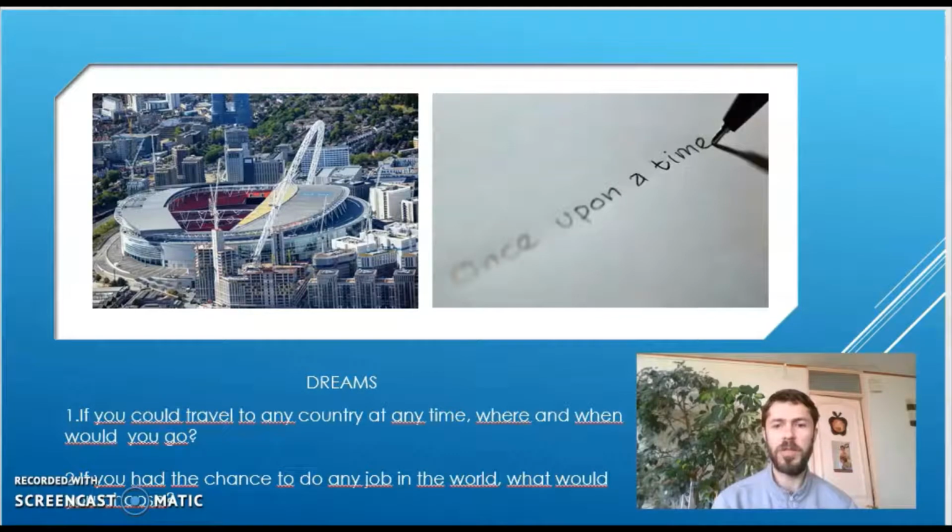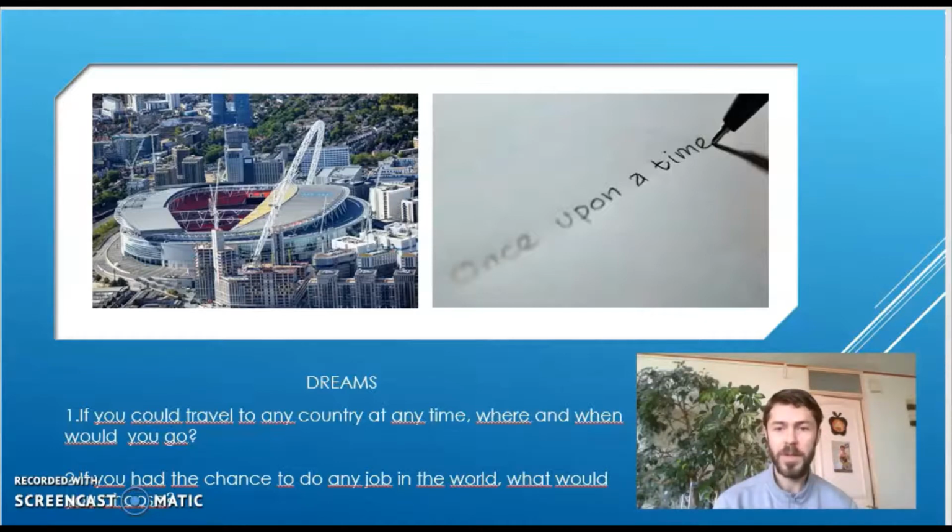Okay, so dreams. Have a look at the pictures and let's read these two questions together. One, if you could travel to any country at any time, where and when would you go? And two, if you had the chance to do any job in the world, what would you choose? Okay, so the two pictures represent two of my own dreams.